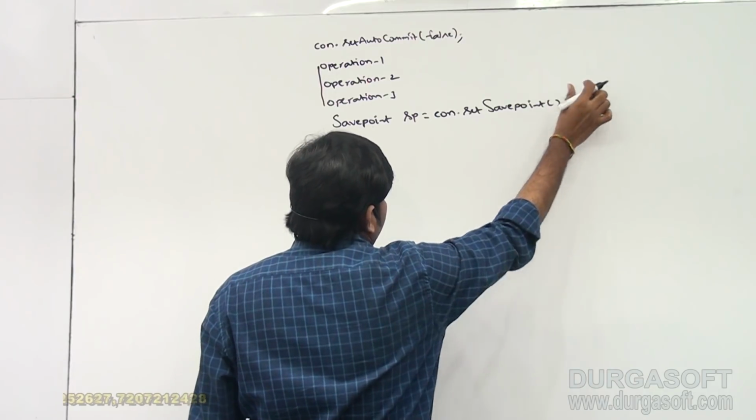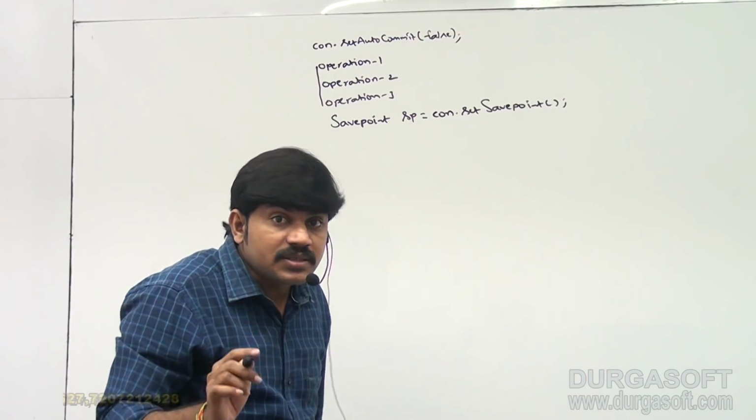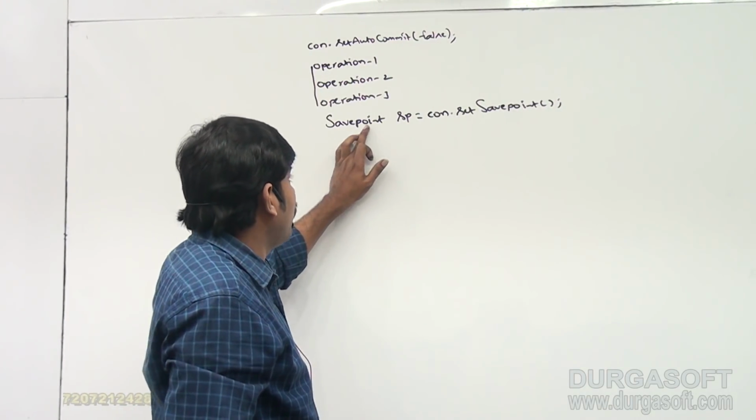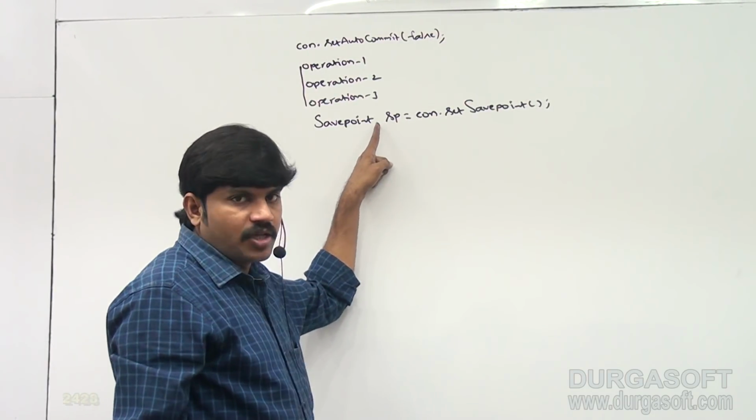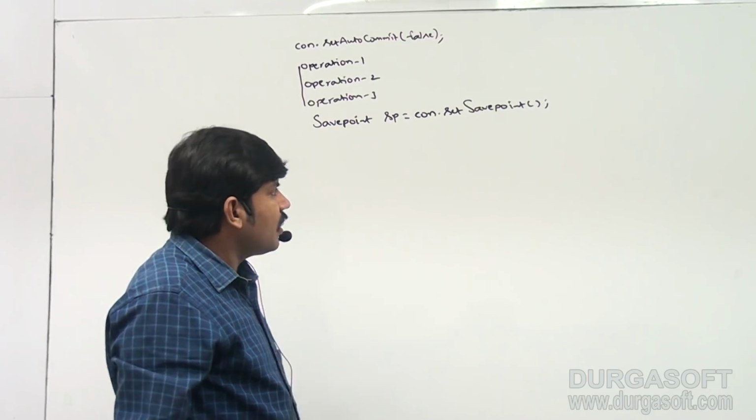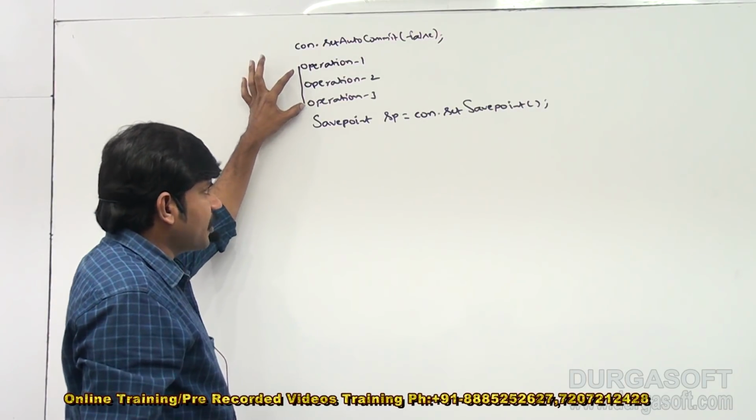Are you getting that? What we have to do? Conn dot set a save point. Like this we have to do that. Clear, right? Okay, now the save point is ready. Now up to these 3 operations we saved.